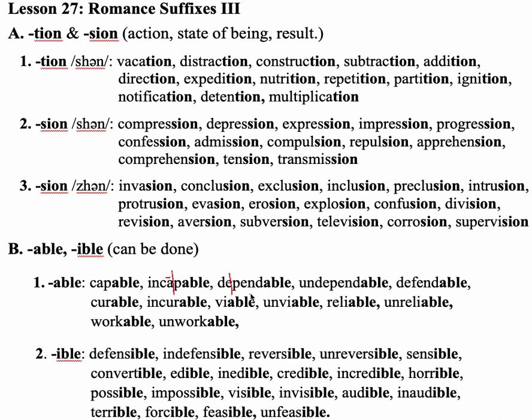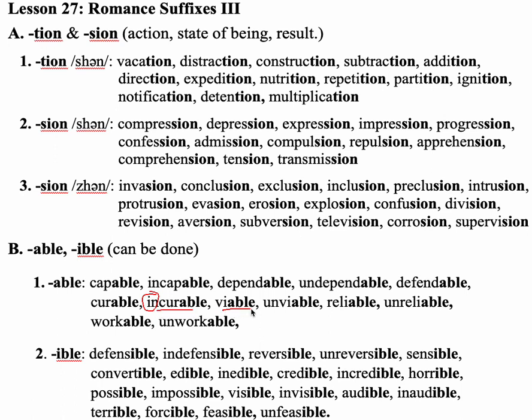Then we have dependable. Can people depend on you? If not, then you are, unfortunately, undependable. Un here meaning not. Defendable. The castle has a moat around it, so it's defendable. People can't get in. It's got high walls. Curable. That's a good thing. If you get sick and the doctor has medicine, you can get well, so you're curable. It can be done. But if you put un in front of it, that means you cannot be cured.